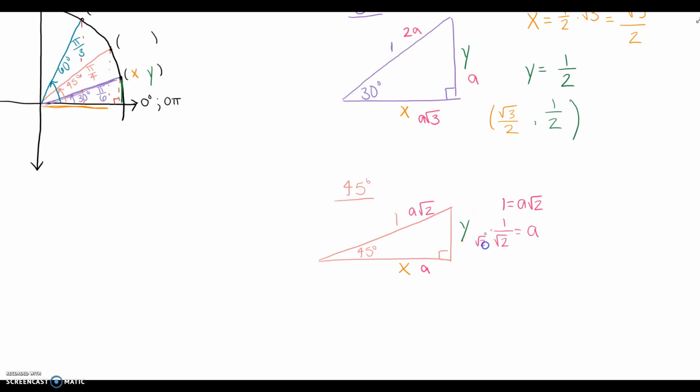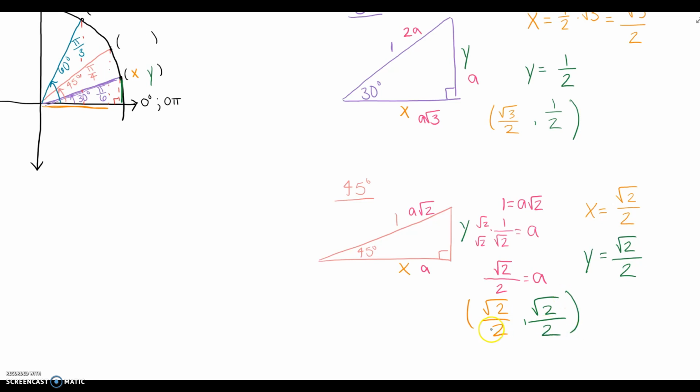So if I rationalize the denominator, I end up with root 2 over root 4, which simplifies to 2. So that means that my x distance is equal to root 2 over 2, and my y distance is also equal to root 2 over 2. So then those are my coordinate points. Now just recapping, what that means is cosine of 45 is root 2 over 2, and sine of 45 is root 2 over 2.